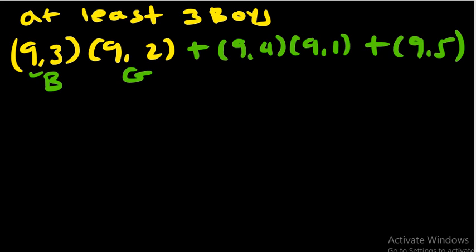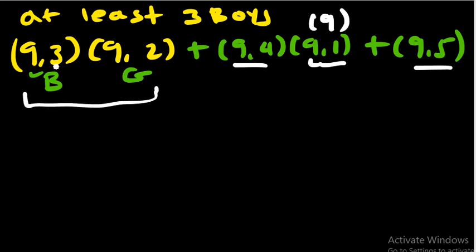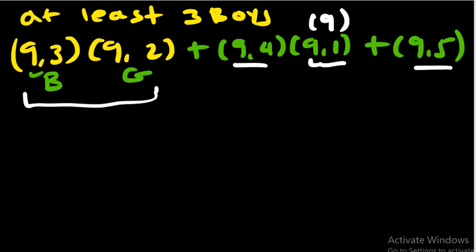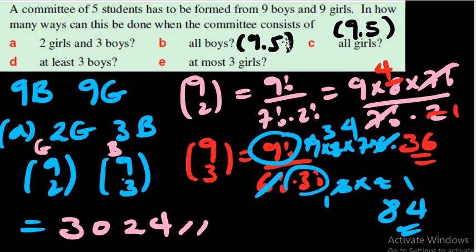But this time don't forget that 9 combination 5 and 9 combination 4 are the same. But 9 combination 1 is 9. We have to do this part, 9 combination 3 times 9 combination 2, which we already did in the previous one, which is 3024. We need to do 9 combination 5 and 9 combination 4. If we do one of them, we did the other one. Even in our previous B and C, the answer is 9 combination 5. So we had better do that part alone.